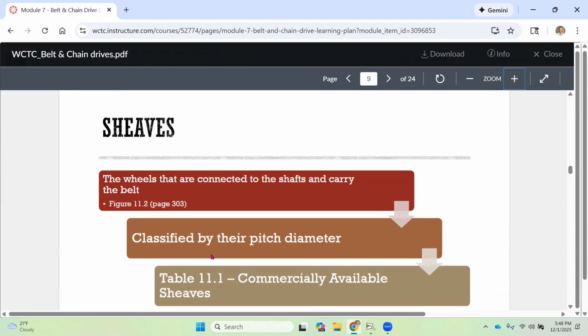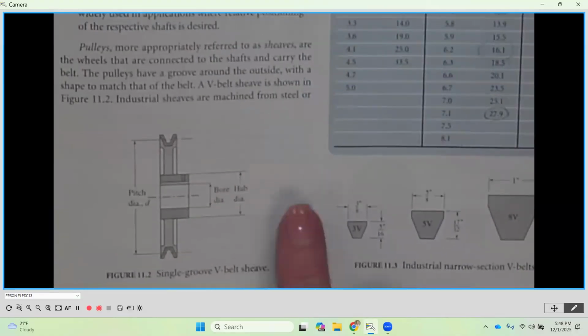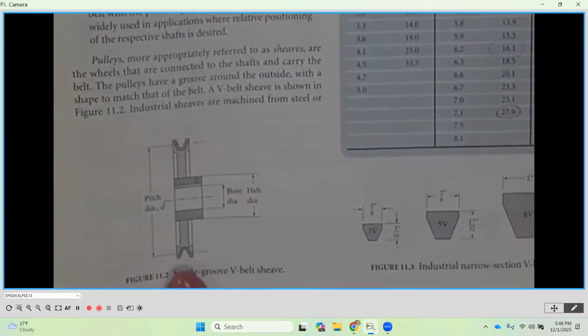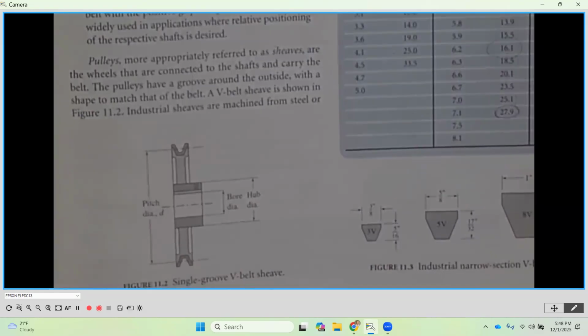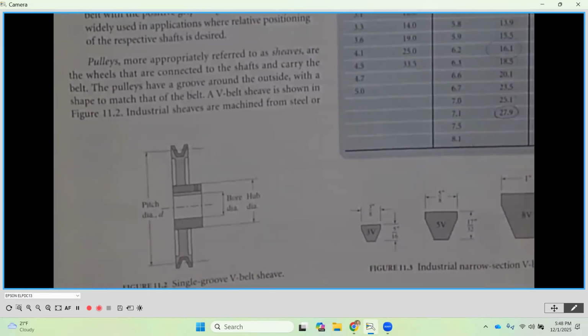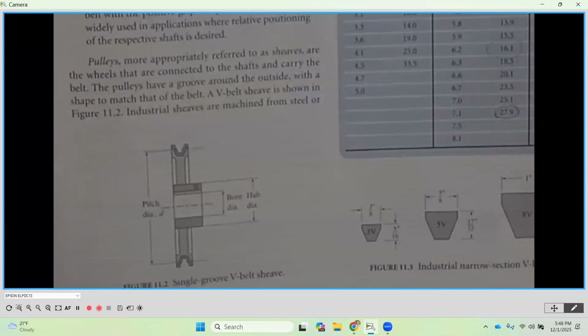They're going to be classified by their pitch diameter, and we're going to have certain sizes that are commercially available for the different size belts that we can put on them. So here is a cross-section of a shiv, okay? And the pitch diameter you're going to notice is not the top of the shiv or at the very bottom root where that V-belt sits down in. It's kind of in between, sort of like a pitch diameter on a gear.